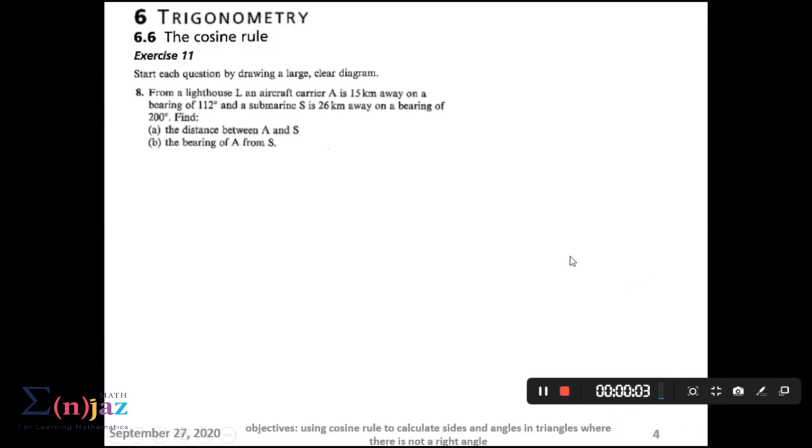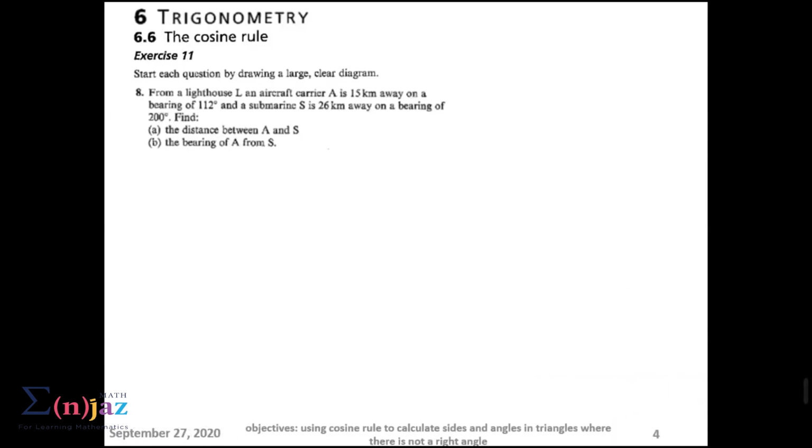Welcome once again to solving word problems that involve sketching a diagram, finding the triangle, applying the cosine rule to find missing sides or missing angles, and then calculating the bearing in some questions. We always start by reading the question, and as we're reading, we sketch the diagram from a lighthouse L.